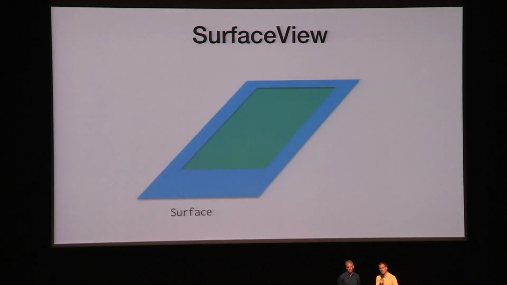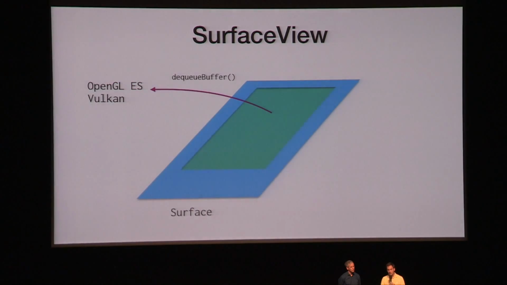So it looks like it's part of your window, it's part of your application, but it really isn't. Then you can use a graphics API like OpenGL or Vulkan to produce content in that surface. So the way it works is you DQ a buffer, you generate your content, and you queue the buffer back when you're done with your frame.